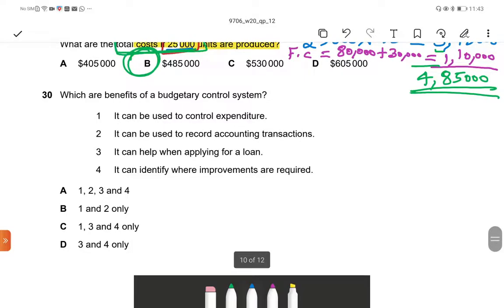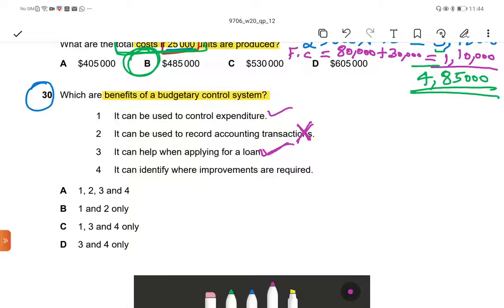Now the last question. Which are benefits of a budgetary control system? It can be used to control expenditure. Yes, budgetary control helps the business control future and current expenditure. It can be used to record accounting transactions. No, budgetary control is not used to record accounting transactions. It can help when applying for a loan. Yes, the business can check. It can identify where improvements are required. So the correct options are 1, 3, 4. The first one is wrong, the second is wrong. Yes, option C is the correct answer.